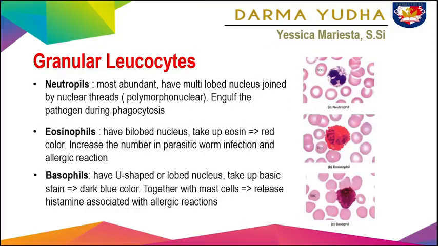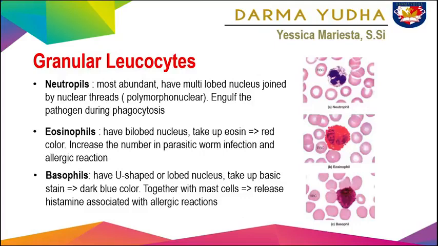Granular leukocytes. There are three types of granular leukocytes: the neutrophils, eosinophils, and basophils. Neutrophils are the most abundant. They have a multi-lobed nucleus joined by nuclear threads, and are also called polymorphonuclear. They engulf pathogens during phagocytosis.